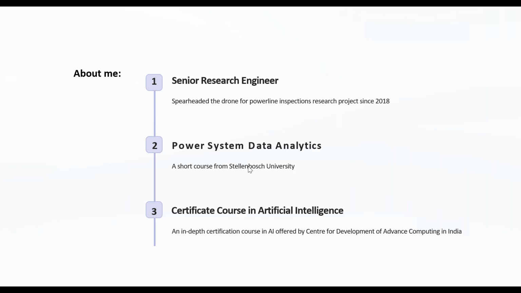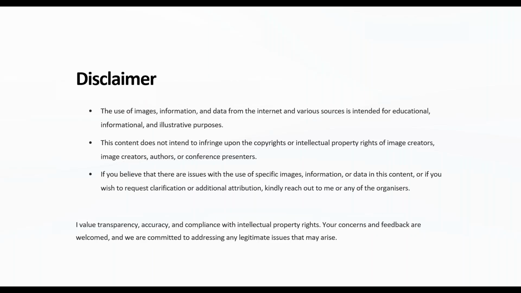So I attended a short course offered by the University of Stellenbosch called Power System Data Analytics, which is mainly an introduction to machine learning. Subsequently, I did another course, an in-depth one in artificial intelligence, offered by the Centre for Development of Advanced Computing in India. So that's just an introduction to me and how I'm involved in this. I'm still involved in the research phase of this project, and I've been involved since its inception. I will share more as we go along with the presentation.